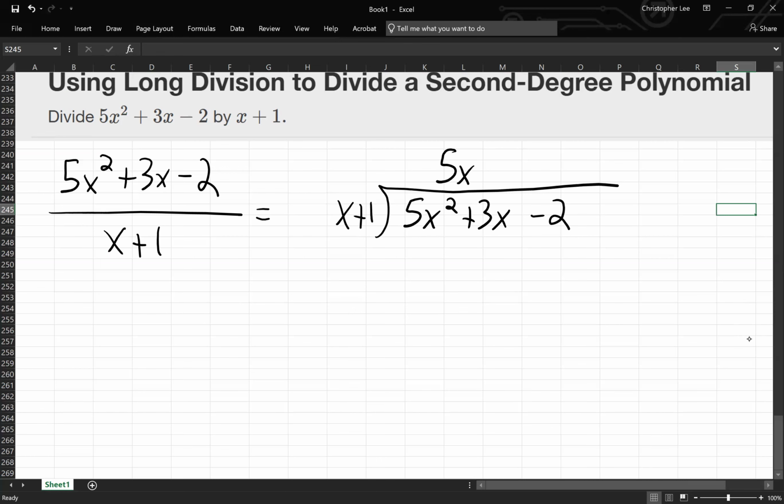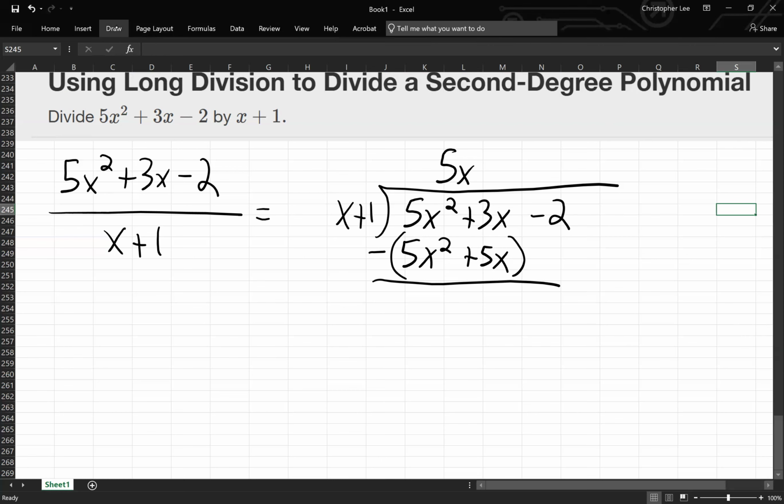Now 5x times x is what? 5x squared, right? Now 5x times 1 is what? It's 5x, right? So plus 5x. This is a polynomial, so we're going to subtract, right? So 5x squared minus 5x squared is 0, right?